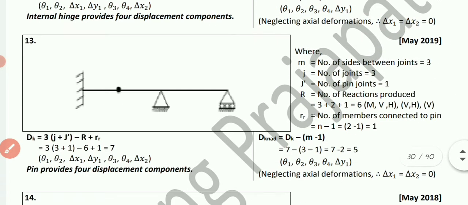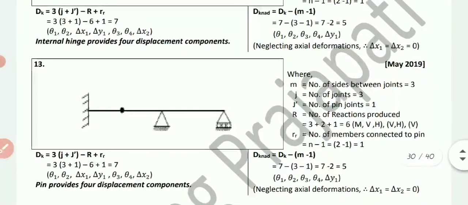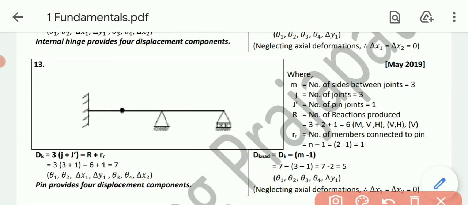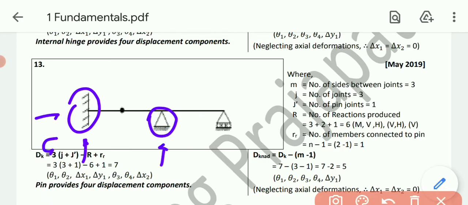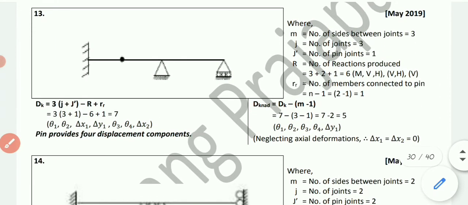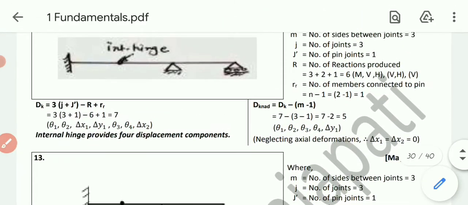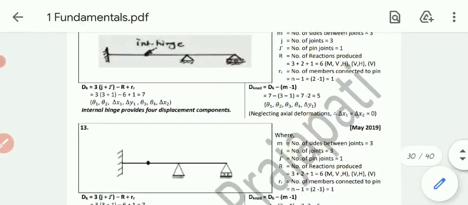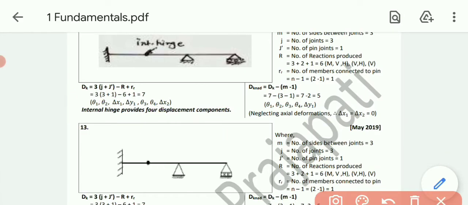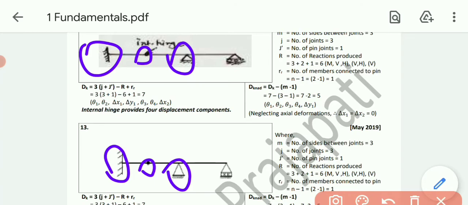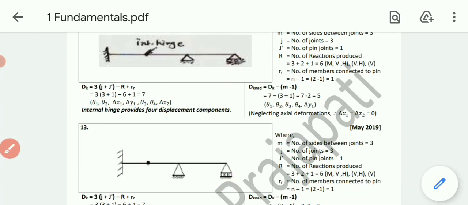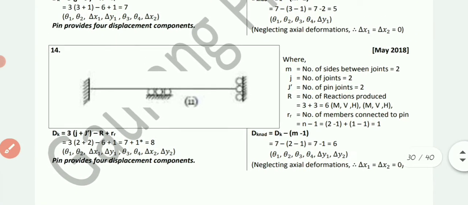Okay, then example number 13, a similar kind of example, November 2019. 1, 2, 3, hinge 1, 2. See, this is a similar example to the one we solved, example number 12. The same answer will be there. Okay, actually the sum is exactly the same. By mistake I have shown it 2 times. See, fixed support, internal hinge, hinge support, roller. So this is the same example, so we will get the same answer.